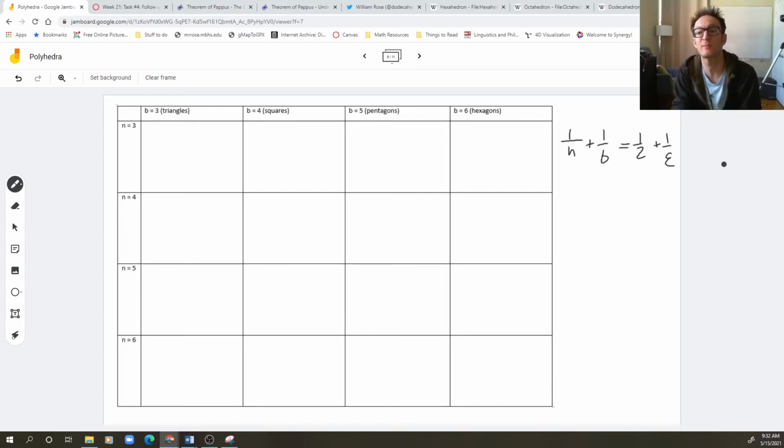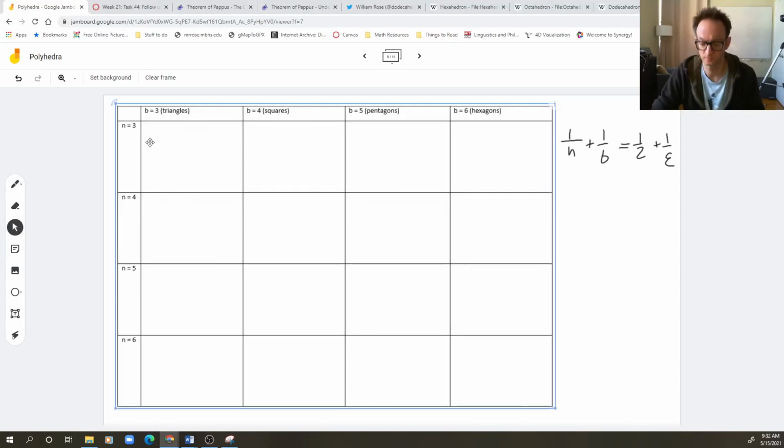So could you have a case where b equals 3 and n equals 3? In other words, could you have a case where you put triangles together, 3 meeting at a vertex? Answer: yes. Triangles, 3 meeting at a vertex, is in fact the tetrahedron. And so, just to make this chart kind of beautiful, I shall now, what am I doing? Boom. Tetrahedron.